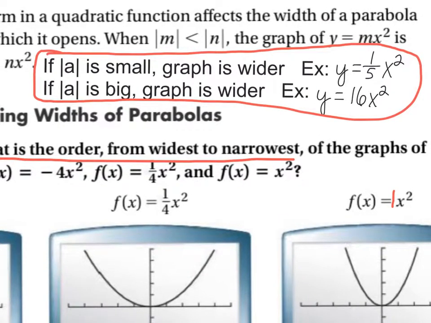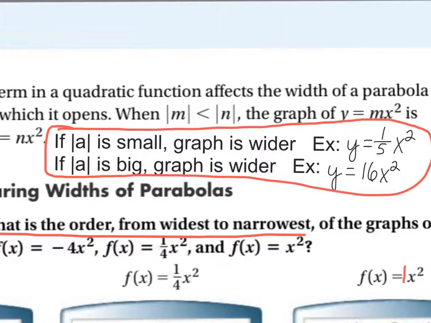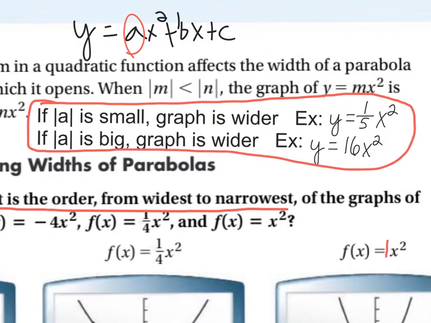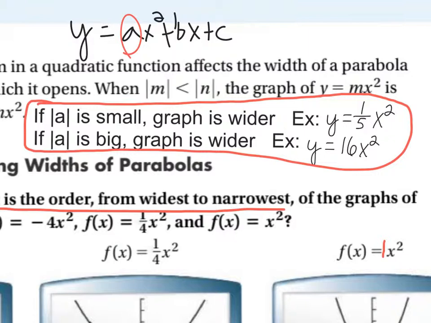So if the absolute value of a, and again, going back to y equals ax squared plus bx plus c, if we ignore the sign, in other words, if that coefficient on our x squared term is small, we're going to have a wider graph. It's going to open up wider. For example, y equals 1/5 x squared is going to open up wider because 1/5 is kind of a small fraction.